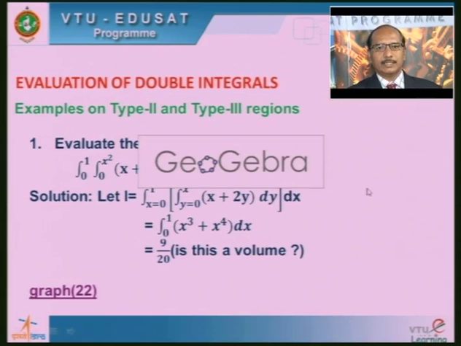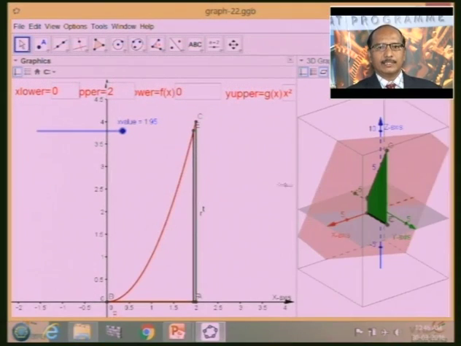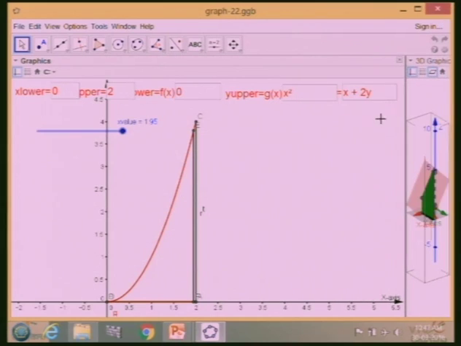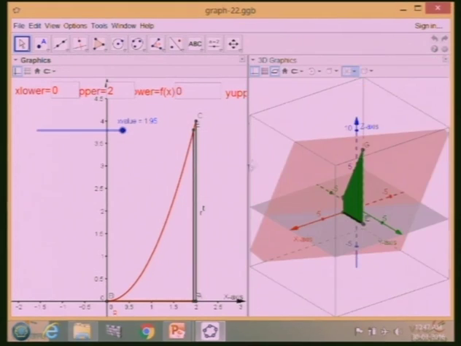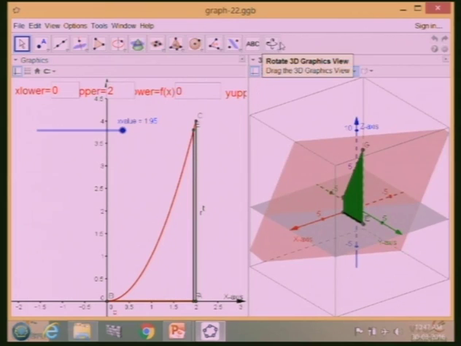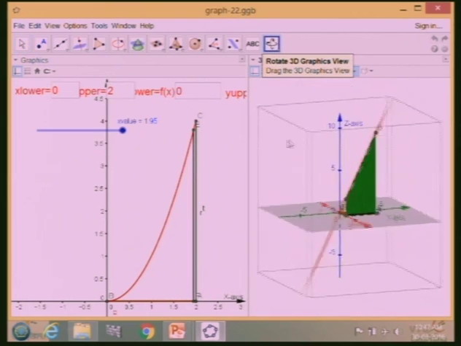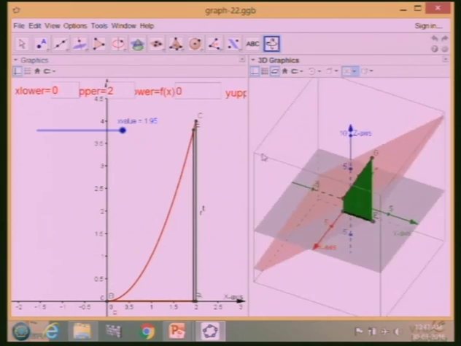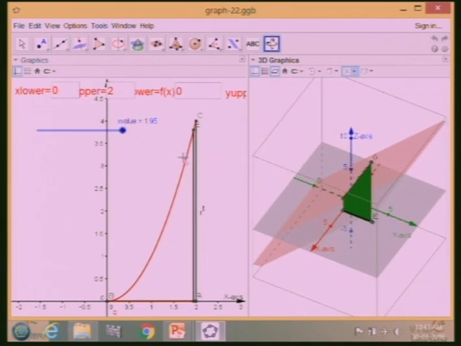You can plot any function there, here x plus 2y. In the same example, x plus 2y is a plane in 3-dimensional. See that x plus 2y is a plane region in 3-dimensional. Below that, the solid is generated. I can move that.